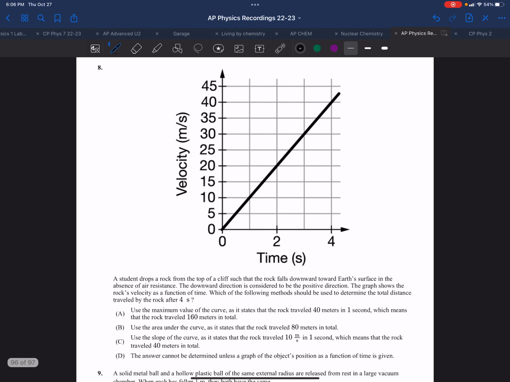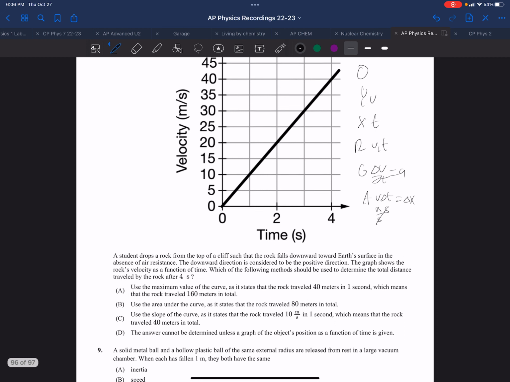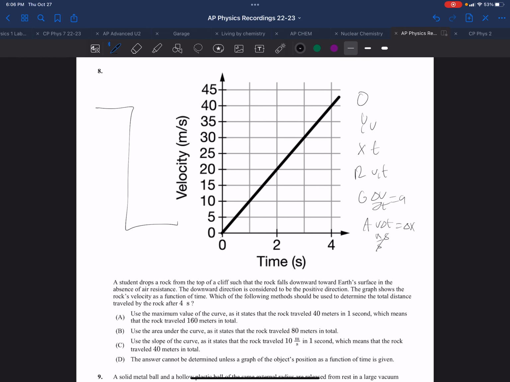Our next graph, another velocity time graph. Our origin is normal, y-axis velocity, x-axis time, so we'll read velocity time. The slope, delta v over delta t, is acceleration, and the area, v delta t, is meters per second times seconds, or meters, so that's the displacement delta x. So we've got a rock dropped from the top of a cliff, so v0 equals 0. Downward is the positive direction, so this is positive and this is negative. That means g is positive 10 meters per second squared.